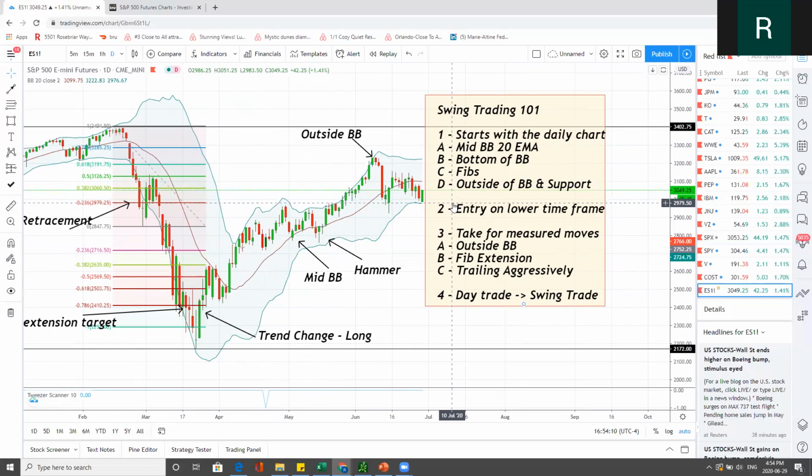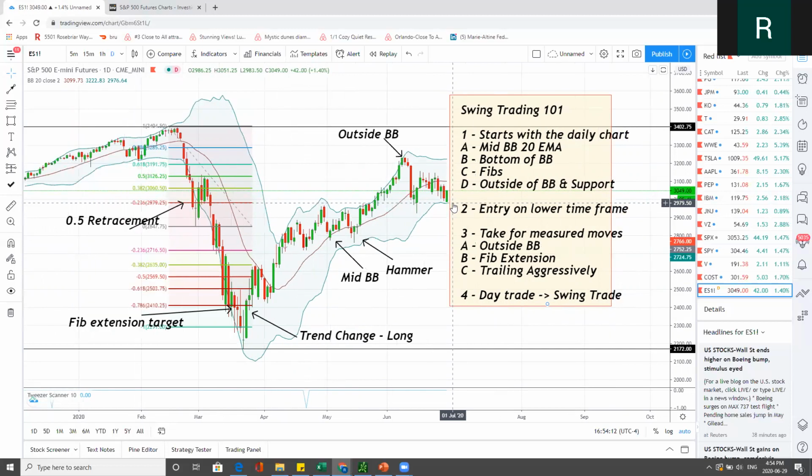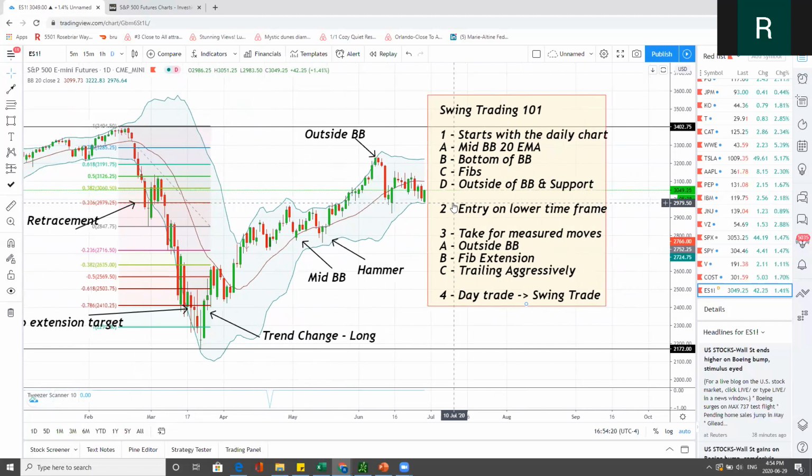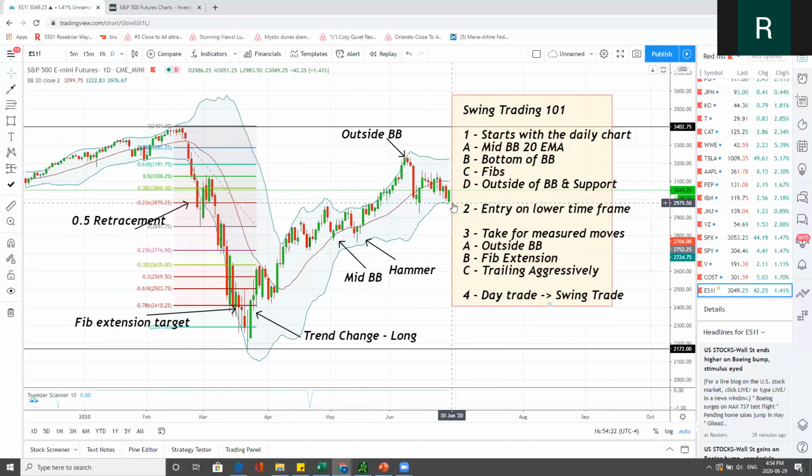So the main thing to remember with swing trading is we need the areas on the daily chart to set up first before we look for opportunities, because we're planning to hold them for the long run. So we need actual support and resistance on a higher time frame. When we're day trading on a lower time frame, like a 5-minute chart, it doesn't matter, because we would just want to get in and out, hit our 2R and leave.